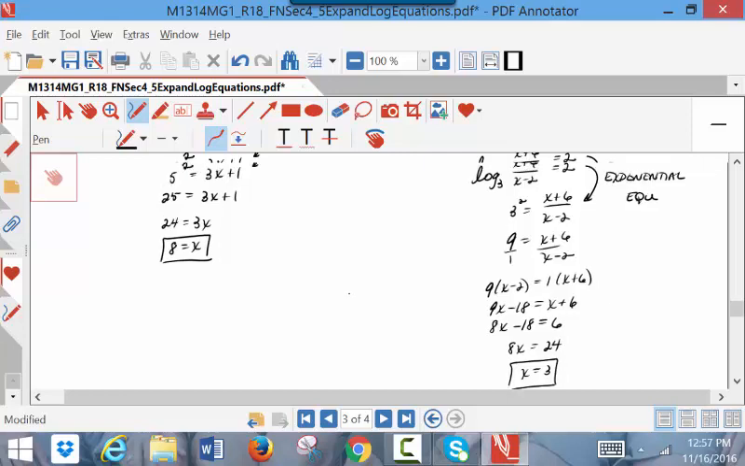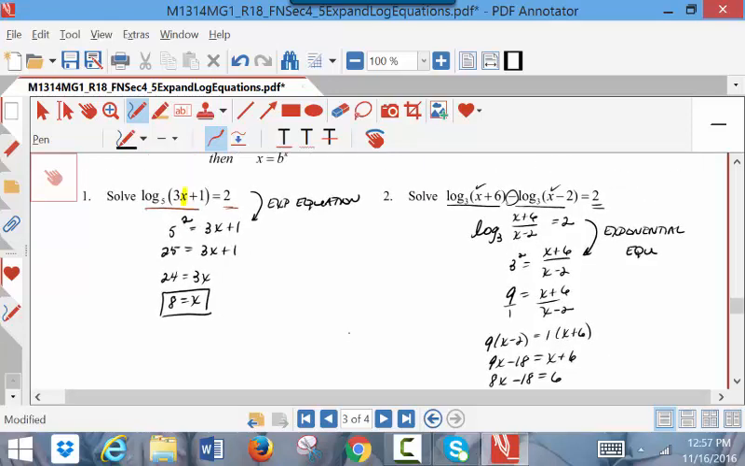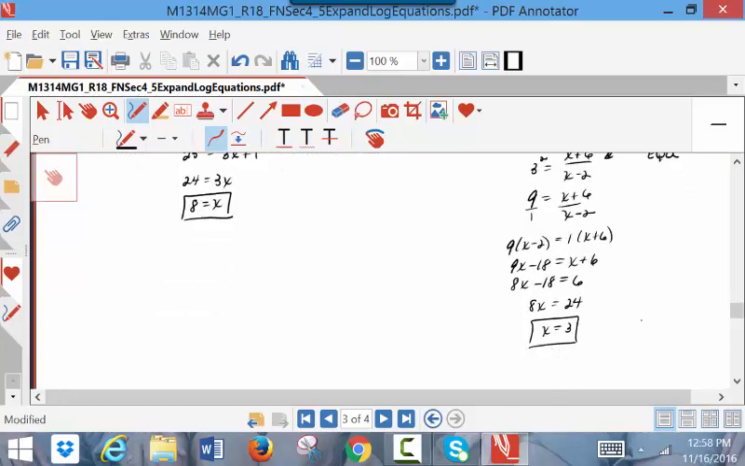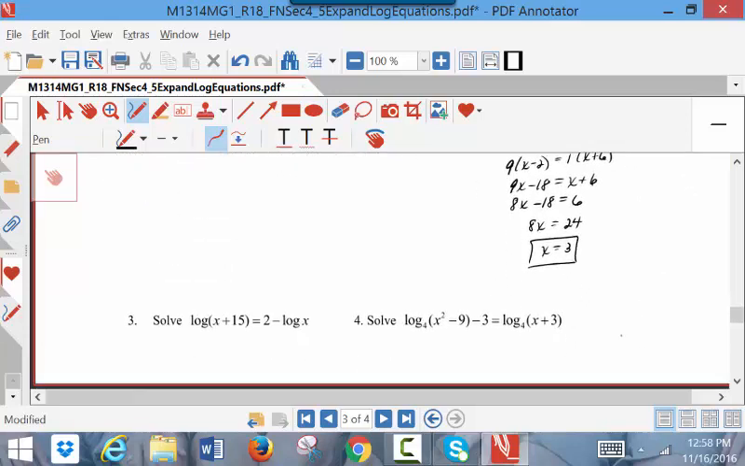All right, so in other words, if every term is not a logarithm, I'm going to set myself up to convert it to an exponential equation. The left one was real easy. Number 1 was real easy. Number 2, I did have to collect these two logarithms together to make one logarithmic term so that then I could convert it. All right, here's some more.